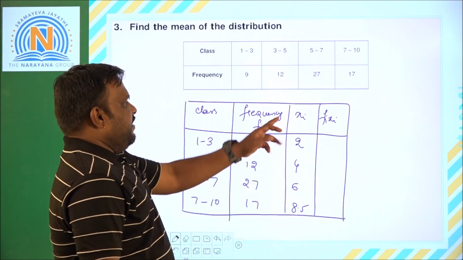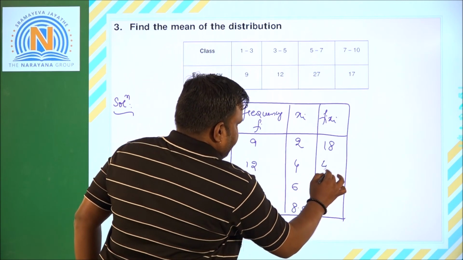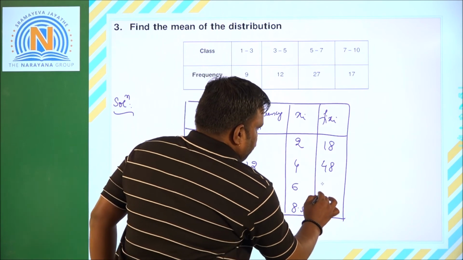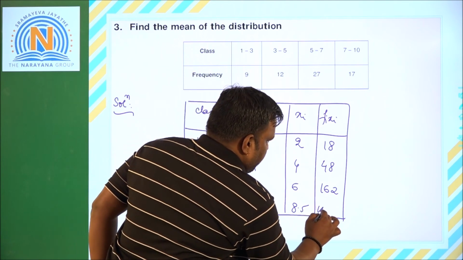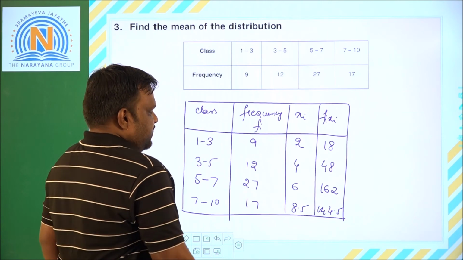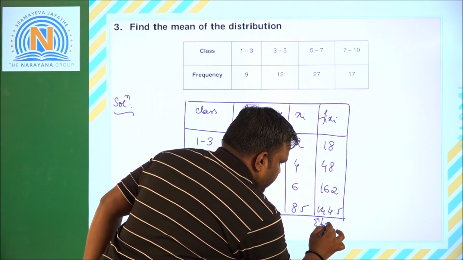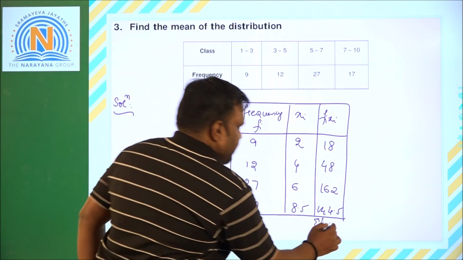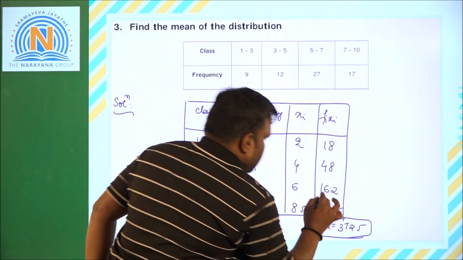Here, when you go for the Fi Xi part, 9 into 2 is 18, 12 into 4 is 48, and 27 into 6 is 162, and 17 into 8.5 will give you 144.5. So this value you got it clearly here. Next, sigma Fi Xi, that is the addition of all the values here. So when you add 18 plus 48 plus 162 plus 144.5, it will be 372.5. This is the sigma Fi Xi part, what you have here.